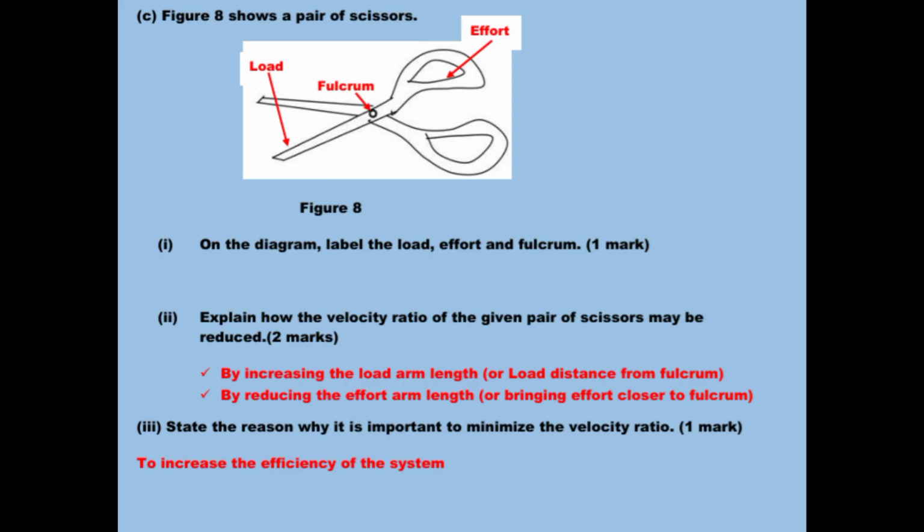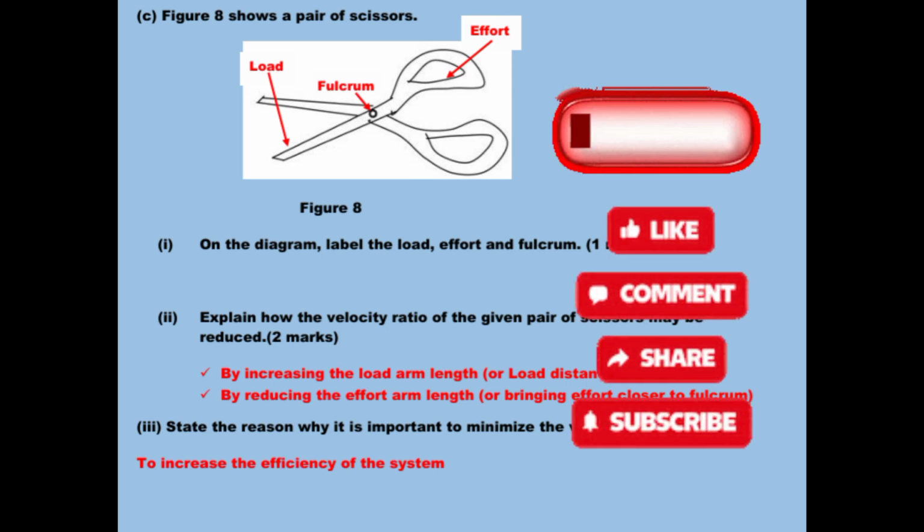Then the last question, state the reason why it is important to minimize the velocity ratio. Why should you minimize the velocity ratio? So this one is to increase the efficiency of the system. You all know that efficiency is given by mechanical advantage over velocity ratio multiplied by 100%. So that is why we are saying you have to decrease this one. You have to decrease the velocity ratio in order to increase the efficiency, or to make the machine more efficient in working. Those were the questions for last year's paper 1, the KCSE, 2024.